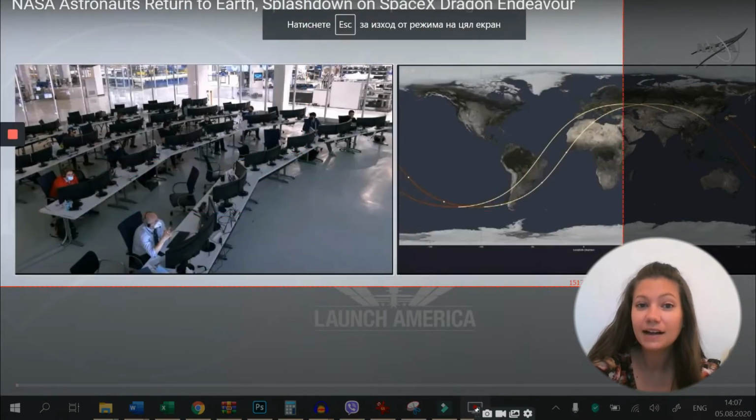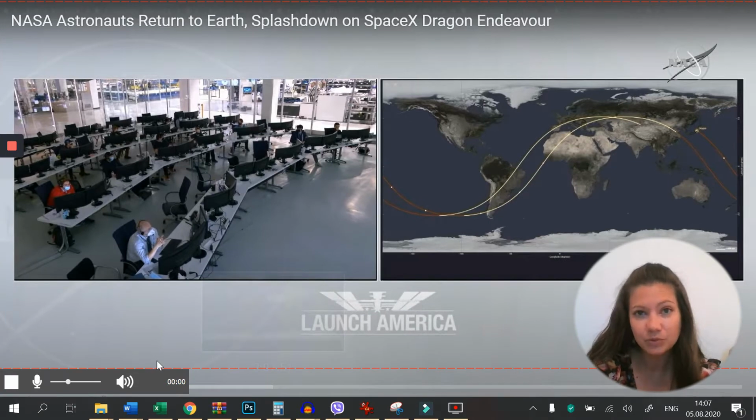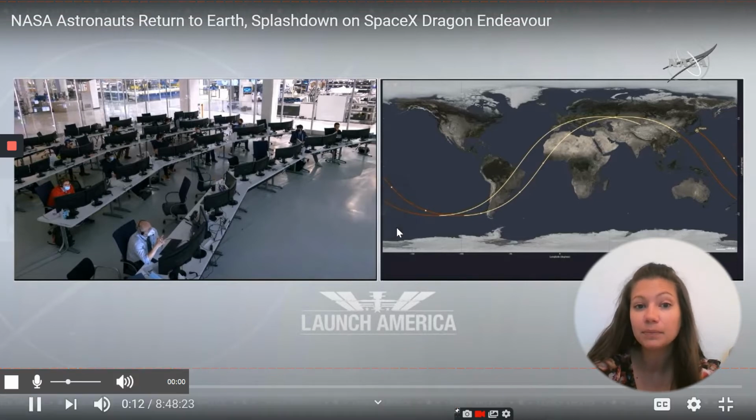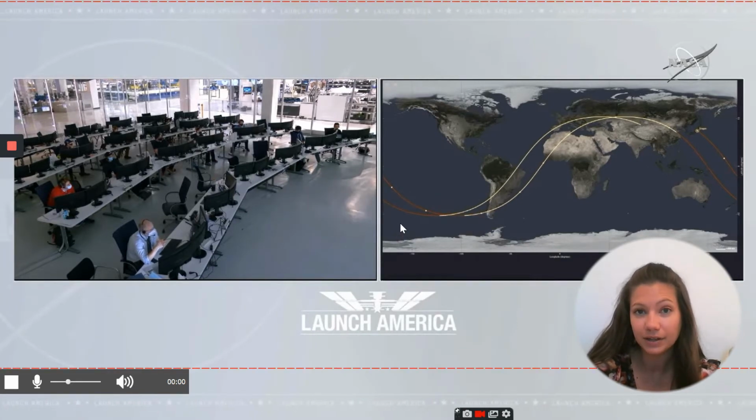Then I'll press Alt and S and drag my mouse from end to end. This is to capture the entire screen. Finally, I'll click this button to enable audio recording and I'll click play on my live stream. To stop recording, I can press Alt and S again or click the stop button.